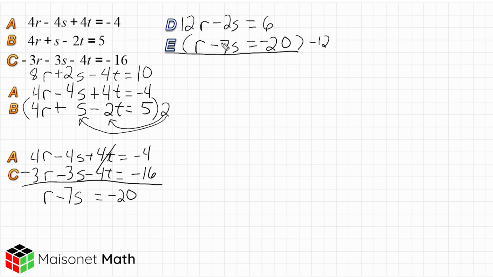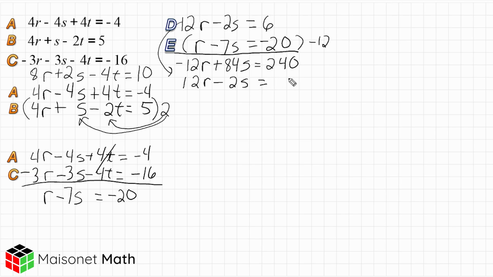So we're going to multiply everything in this equation by negative 12. So negative 12 times 1r is negative 12r. Then we do negative 12 times negative 7s, which is positive 84s. And we multiply negative 12 by negative 20, which gives us positive 240. All right, now that we rewrote this equation, we're going to rewrite it under here, just so our eyes don't get confused. We want to make sure that everything's lined up nice and pretty.